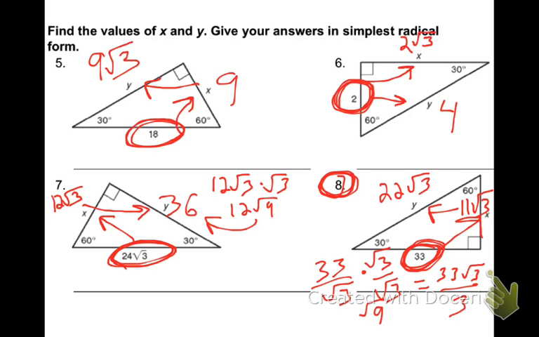Okay? Number 8 is the tough one, because that's the one where you have to remember. Once you get really good at it, you start recognizing, oh, I just divide by the square root of 3. It's just like the 45, 45, 90s. The only difference is the square root of 3 instead of the square root of 2.